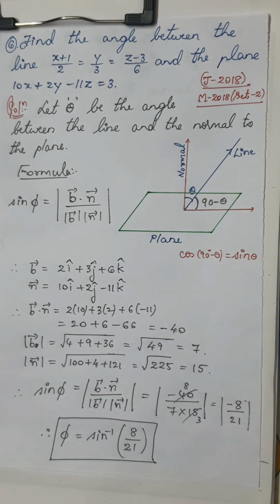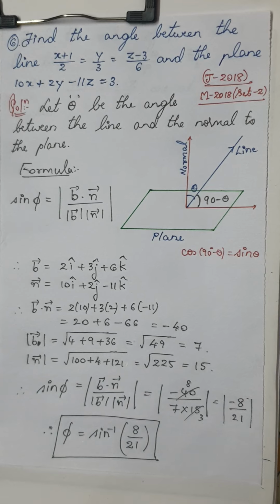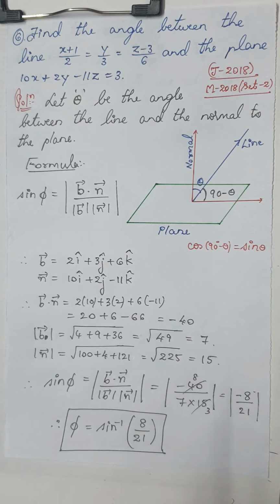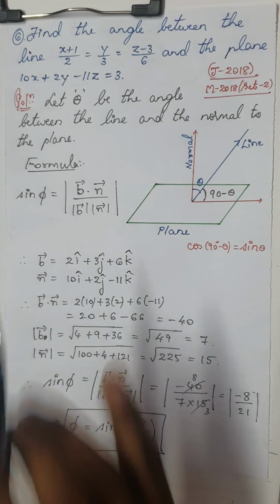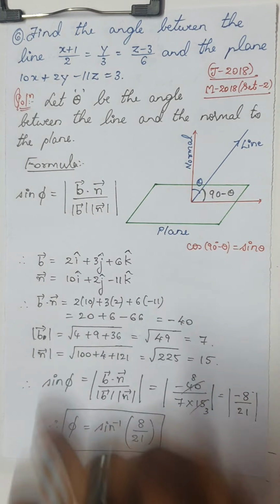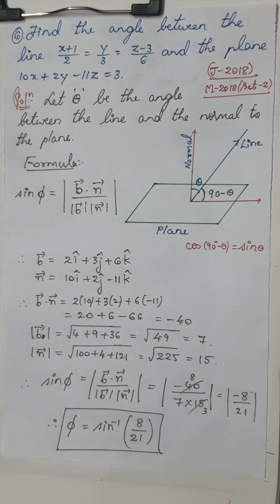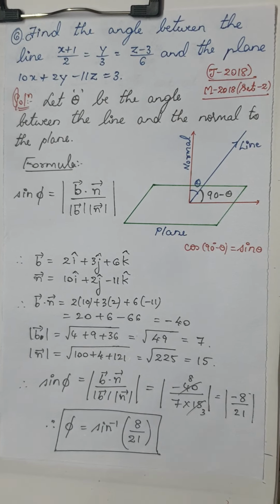Please make sure, dear students, for the angle between a line and a plane, don't forget, don't take cos theta. It is always sin pi, but the formula is almost similar. Is it clear? Fine.